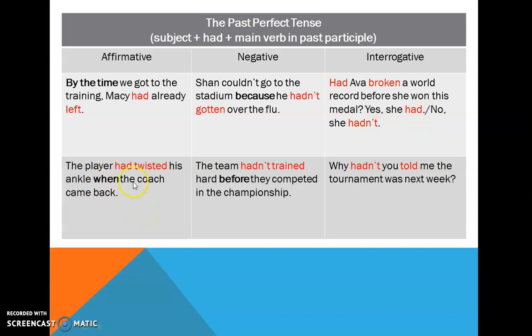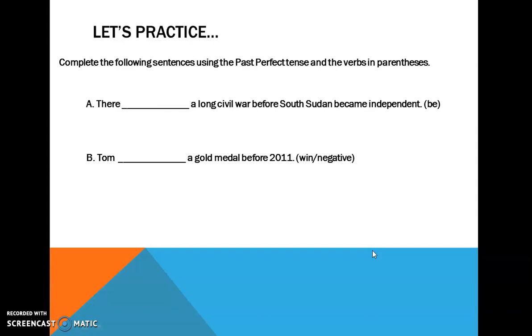The player had twisted his ankle when the coach came back. So you can see past perfect and past simple tense. Okay, the team hadn't trained hard before they competed in the championship. Okay, again, past perfect, simple past. Why hadn't you told me the tournament was next week? As you can see, this is the simple past, and right here you're gonna find the past perfect tense. Okay, let's continue. Let's practice.